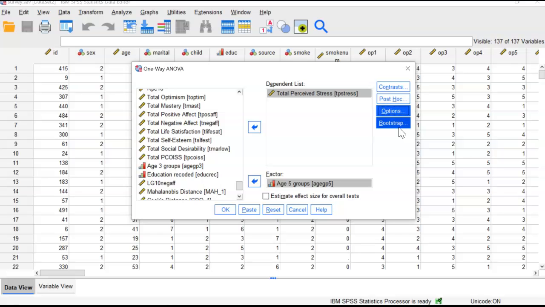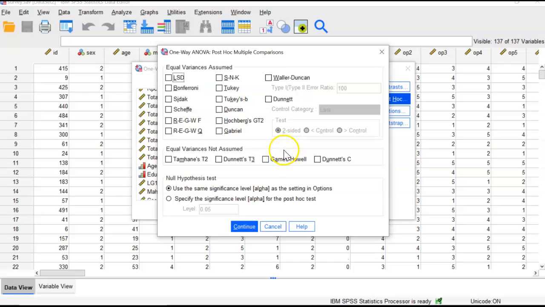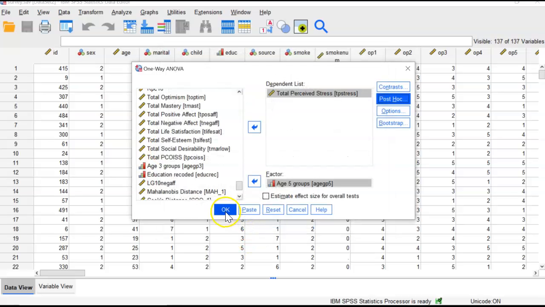Then under post hocs, you want to select the Tukey test, and then you're ready to go. So you click continue and you click OK.